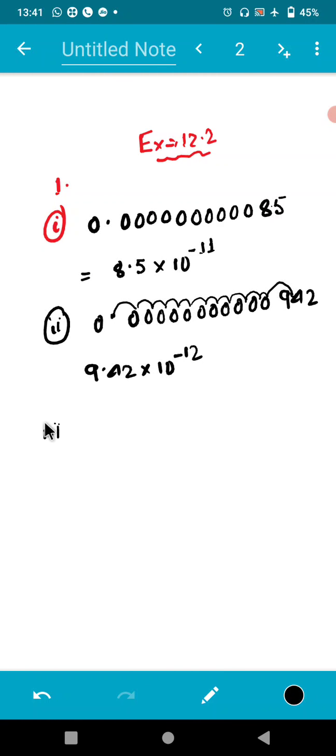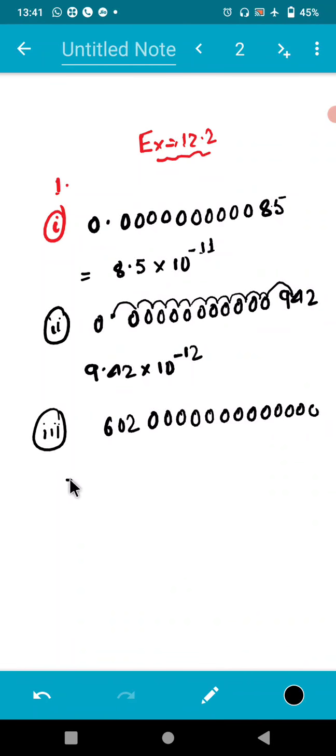Okay, now number 3, what do we have in number 3? We have 602 and how many zeros? 13 zeros. 1, 2, 3, 4, 5, 6, 7, 8, 9, 10, 11, 12, 13. So now the point is over here. So you have to shift this point towards this side. So already 13 zeros are there. So 13, 14, 15. So we'll write 6.02 into 10 to the power 15. This is a big number. Fine. So when converting a big number to a standard form, we keep the power as positive.